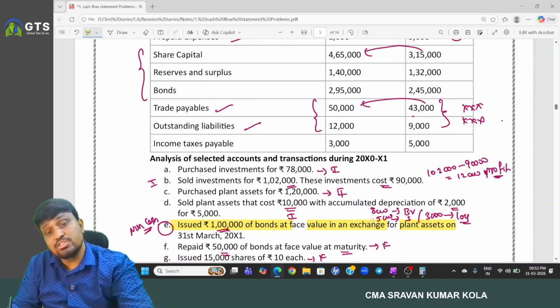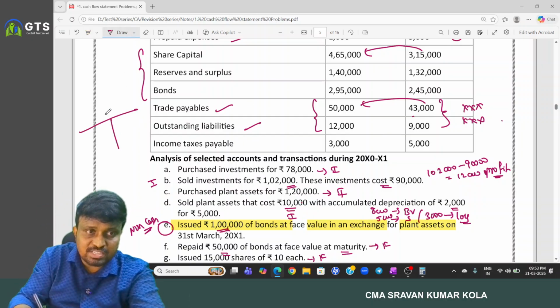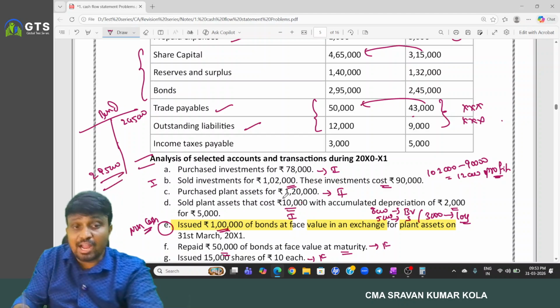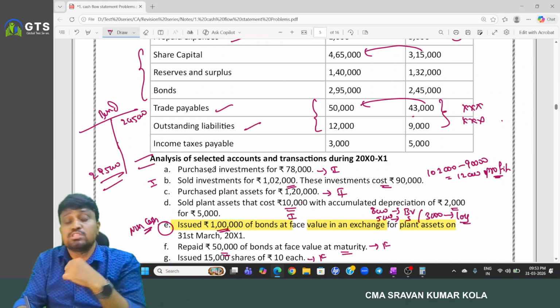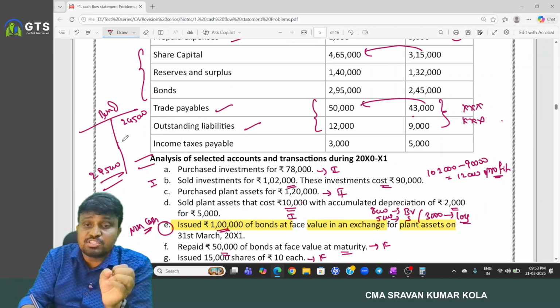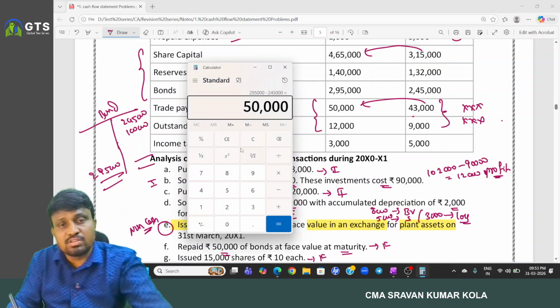And 1 lakh bonds are issued during the year. So nothing but what? If the bonds account we open, the opening balance is 2,45,000 and the closing balance is 2,95,000. During the year, 1 lakh worth of bonds are issued. And the bond means what? Plant and machinery account debited to bonds, 1 lakh.